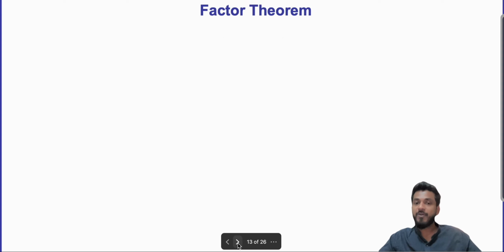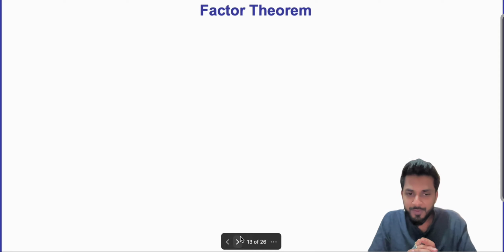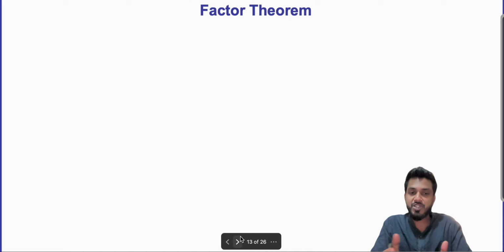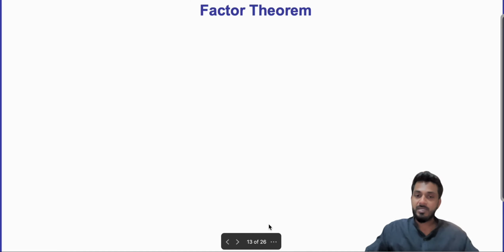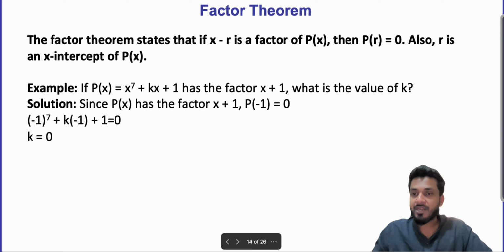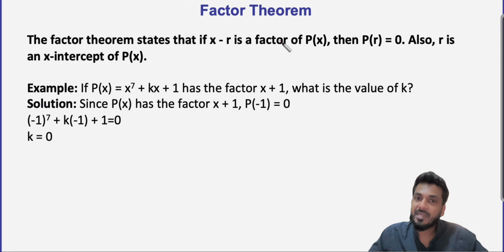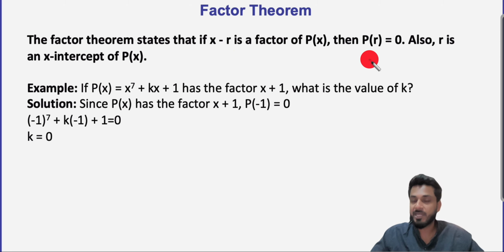Right? Now the factor theorem. Logically, the factor theorem is nothing but an extension of the remainder theorem, or just one special case of it. Why? Look at the definition: the factor theorem states that if x minus r is a factor of p of x, then p of r will be 0, where p of r is nothing but the remainder. So let's suppose we were checking the remainder when we divide any polynomial p of x by x minus r, then p of r will be the remainder.